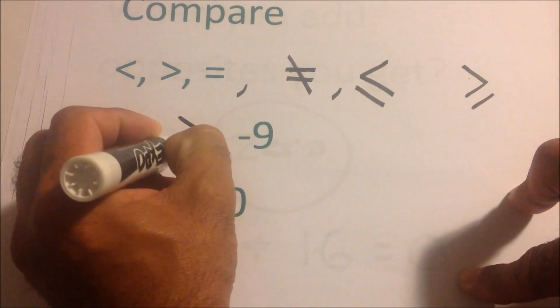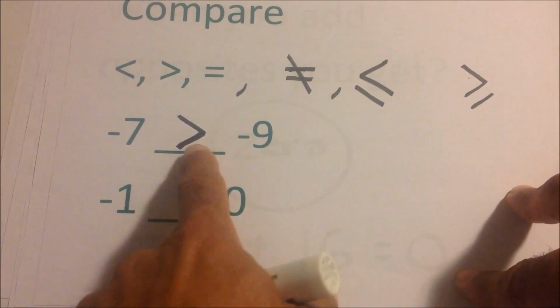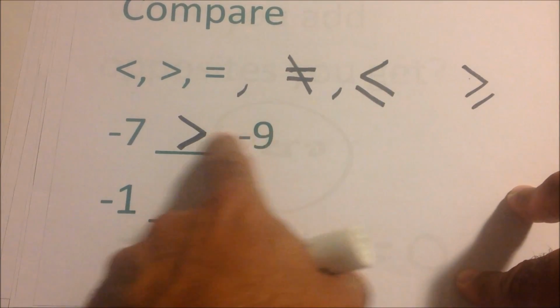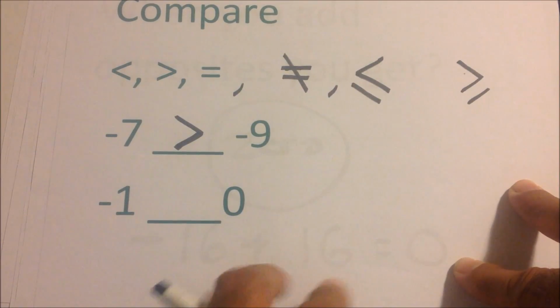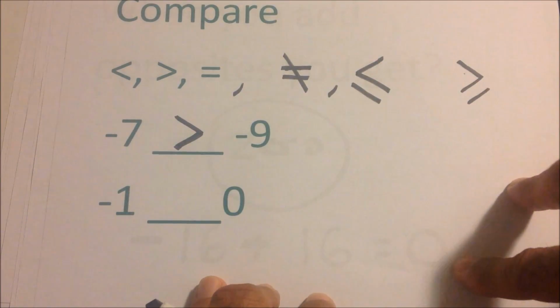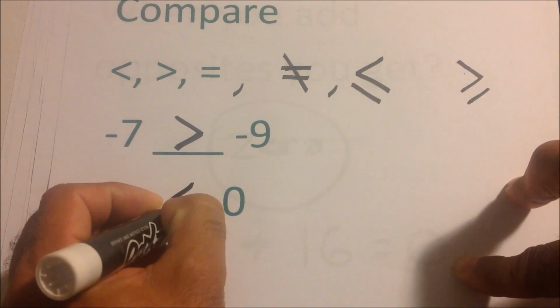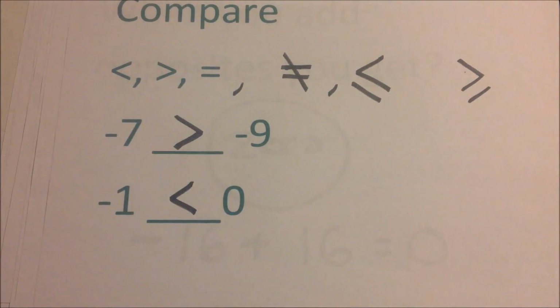Yes, it's greater, right? And we all know that the arrow always points to the lesser number. And what about this? Negative 1 or 0? Which one's greater? Well, 0. 0 is greater than negative 1. So remember, look at the chart.